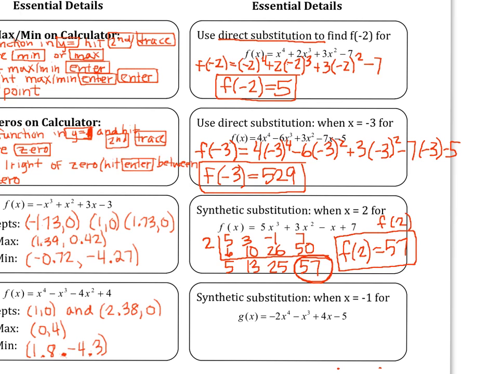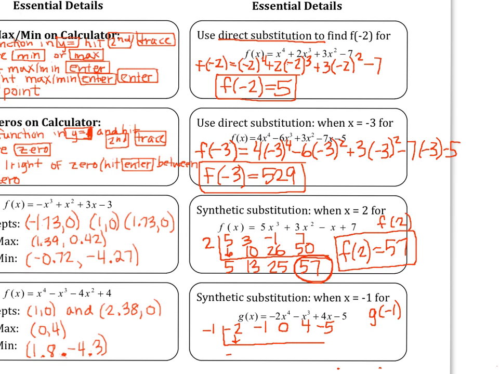So the next one, I suggest you pause it and try this one on your own. But really, we're looking for g of negative 1 here. So pause it, write it out. Okay, so you should say negative 1. That's what goes on the outside. My first coefficient is negative 2. My second is negative 1. There is no x squared term, so I've got to put a 0 in to hold the spot. My third value is 4, and my last is negative 5.